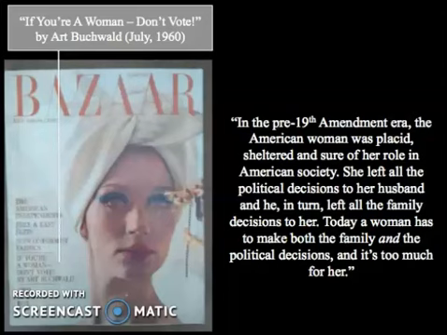In the pre-19th Amendment era, the American woman was placid, sheltered and sure of her role in American society. She left all the political decisions to her husband, and he, in turn, left all the family decisions to her. Today, a woman has to make both the family and the political decisions, and it's too much for her.